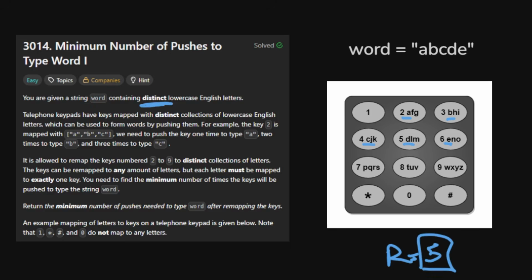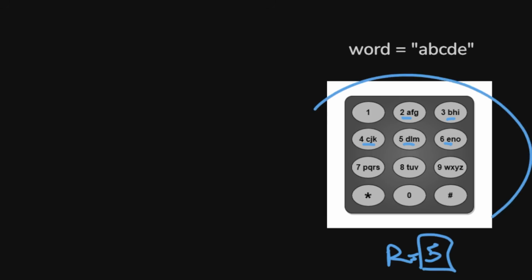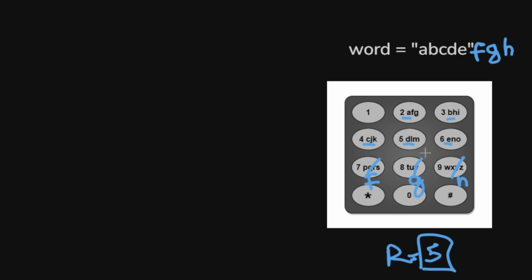And this is very important. The word that we are given has different lowercase English letters. This means that here we have n unique characters, where n is the length of the string that we are given. So following this same idea, let's say that now we have 8 characters. We have F, G, and H also. We can map 7 to F, we map 8 to G, and we map 9 to H. Now the minimum number of pushes is 1, 2, 3, 4, 5, 6, 7, 8, right? So the result would be 8.